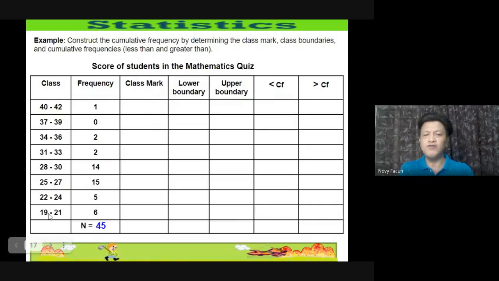Dito muna tayo sa first class interval. Okay, add lang natin 19 plus 21 divide by 2, that is 20. Okay, di ba? 19, 20, 21. Ano yung nasa middle? Kaya 20 yon. That is the class mark. Dito naman sa 22 to 24, ano yung middle number? That is 23. Kasi 22 plus 24 divide by 2, 23. Okay, ganun din, 25 to 27, yung middle number dyan ay 26.